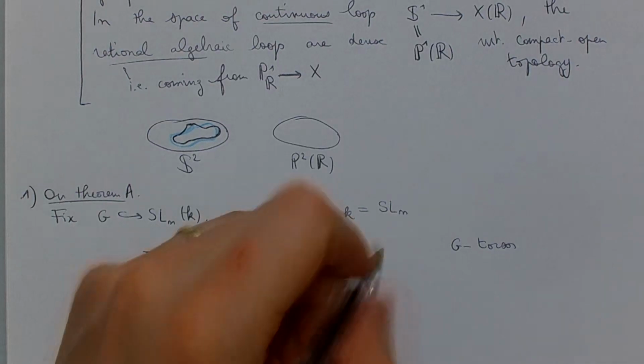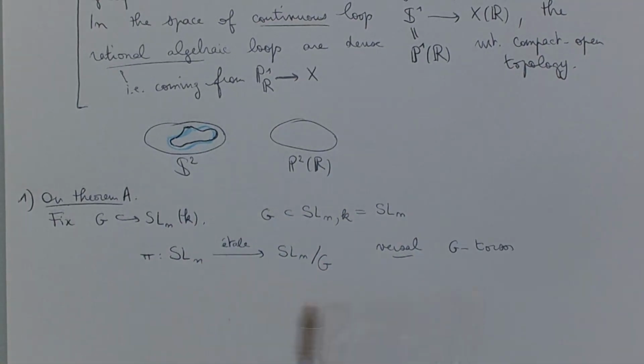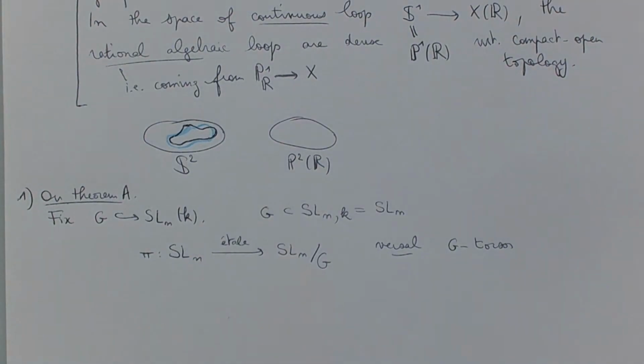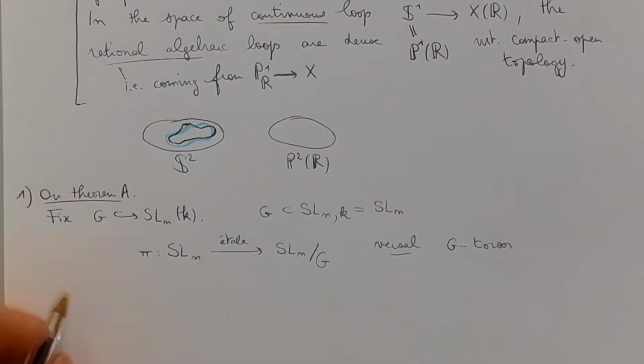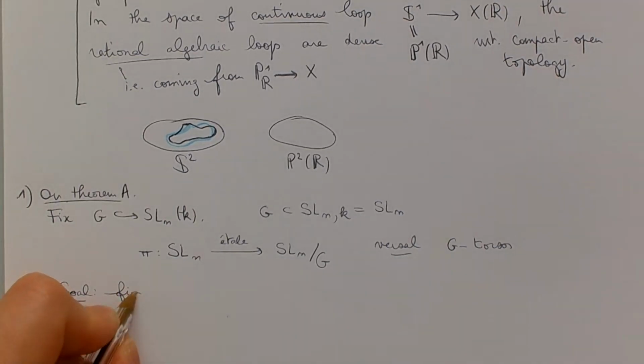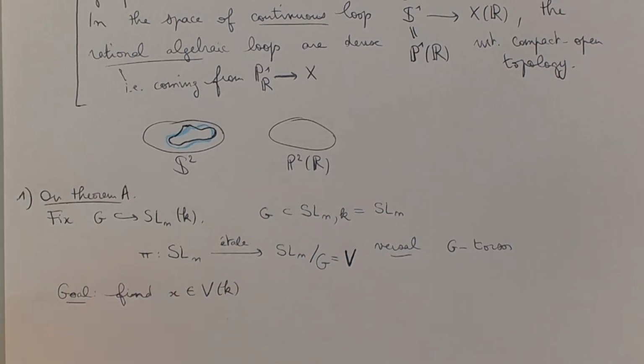More than that, it's what one calls a versal G-torsor, which means that not only is it a G-torsor, but any G-torsor over the spec of any field extension of K can be realized as a fiber of this pi over some point of SL_n mod G. So looking at the fibers gives you all G-torsors over all field extensions of K. So now, thanks to this versality property, we can reformulate the problem. So the goal now is to find a rational point of this quotient. Let me give it a name V. Find x in V(K). So this will give us a torsor under G.